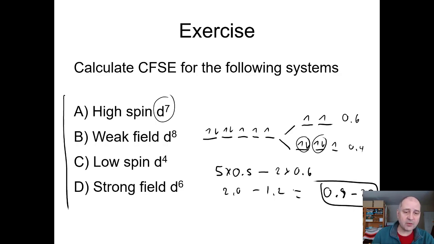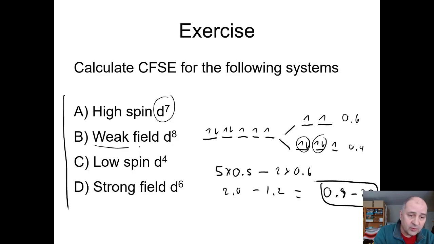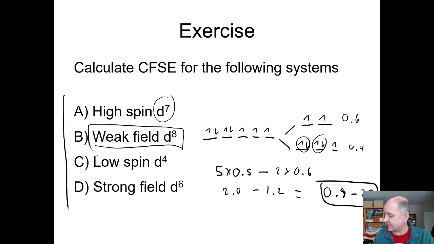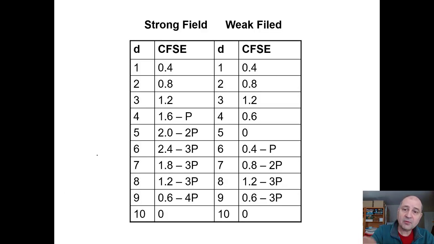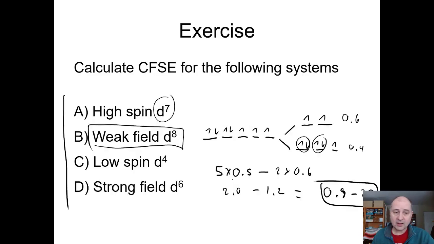Okay, so I'm not going to do the other 3. You can do this yourself, and this is actually always the same. So here's your answer to any of them, right? So you can do the weak field d8. Here's your answer, it's going to be 1.2 minus 3P, so you can verify any of those and do them yourselves. And so this is enough. I've had enough, and we're moving on to kinetics.